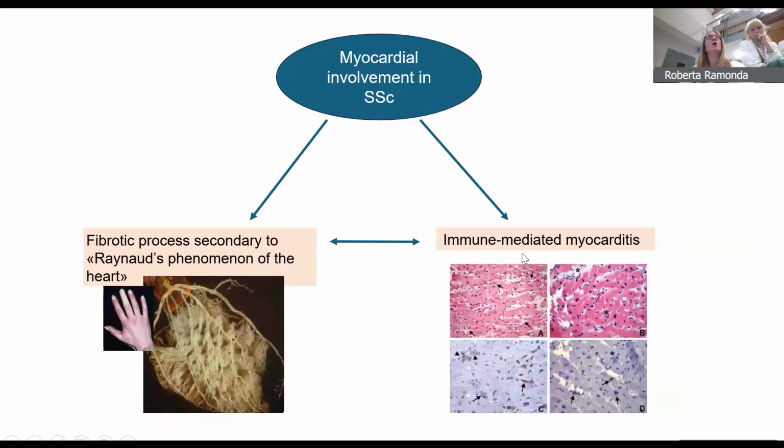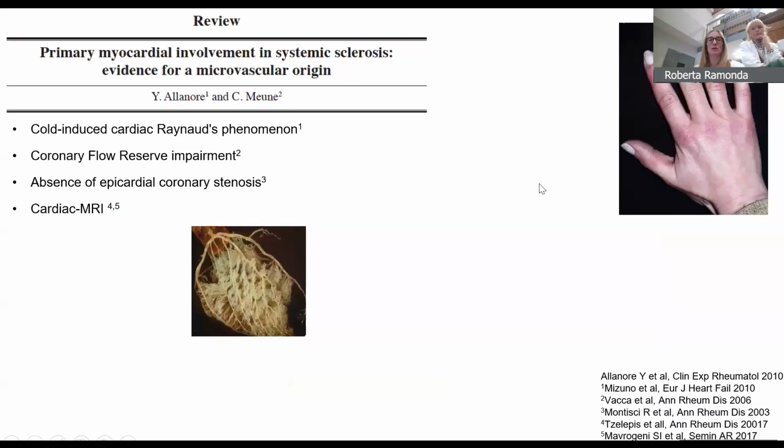Due to its etiology, myocardial involvement in scleroderma is mainly due to a fibrotic process with patchy fibrosis that is secondary to the so-called Raynaud's phenomenon of the heart, and this is the most frequent involvement in these patients, while a real immune-mediated myocarditis is detectable but is less frequently reported.